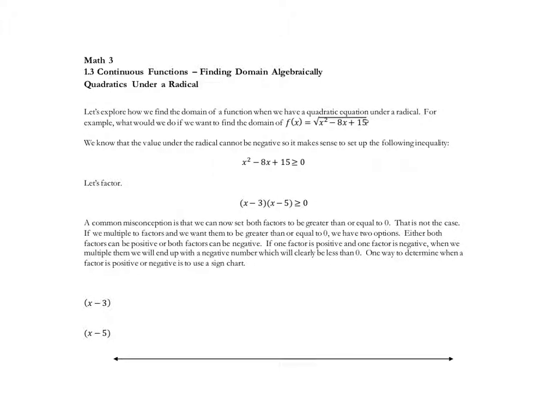Okay, we are going to be looking at how to find the domain of a function when we have a quadratic under a radical. As an example, if I had something like f of x equals the square root of the quantity x squared minus 8x plus 15.